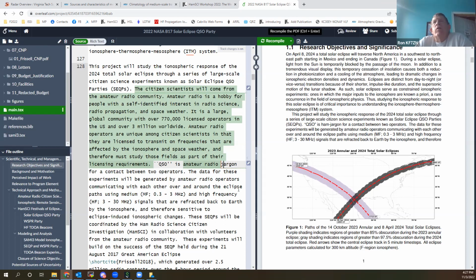I'm wondering if we want to use the word jargon or if we want to change that to QSO as an amateur radio term. Or that might be, I don't know. Yeah, just throwing something out. Yeah, that works for me. Is an amateur.